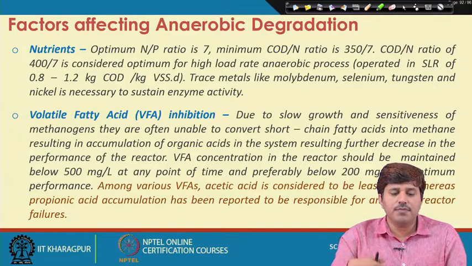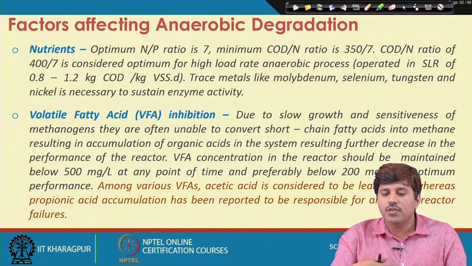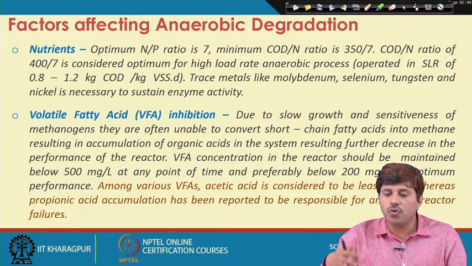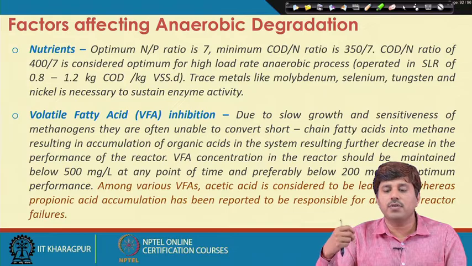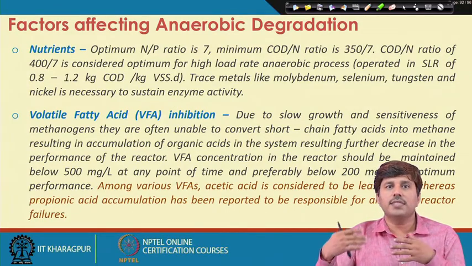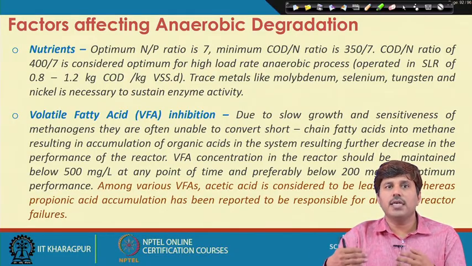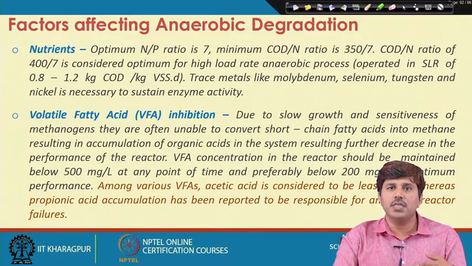Then there could be inhibition because of various things. The volatile fatty acids can lead to inhibition. Due to the slow growth and selectiveness of the methanogens, they are often unable to convert short chain fatty acids into methane. Okay, and that results in the accumulation of these organic acids. Again, as we are discussing, the accumulation of these organic acids may reduce the pH. So, this can decrease the further performance of the reactor.